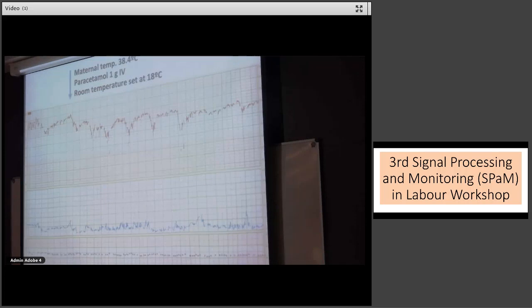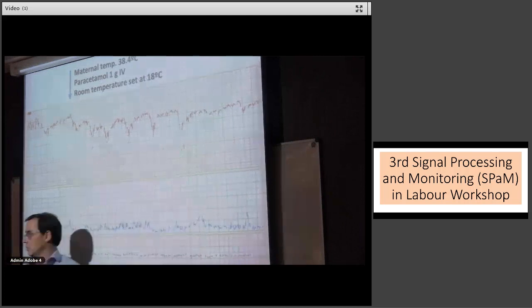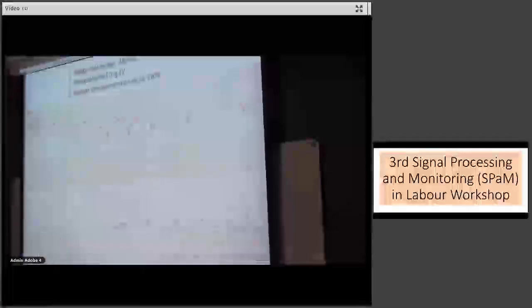But alternatively, the tachycardia could be just related to the temperature, not to a previous deceleration. No, but you wouldn't expect it to come down that quickly. From here, where the paracetamol was given, till there, it's about 25 minutes. No, you're right.